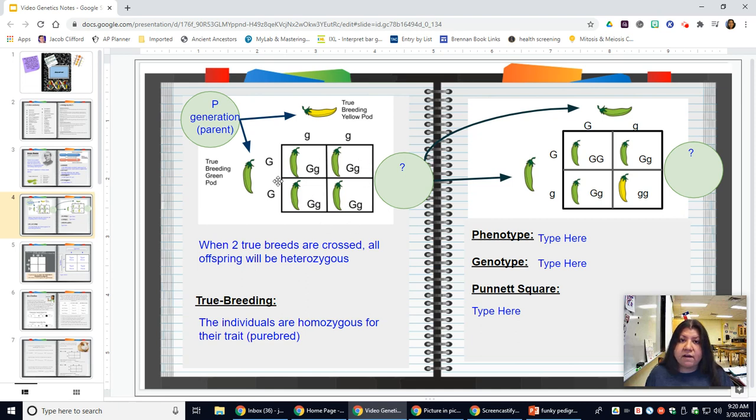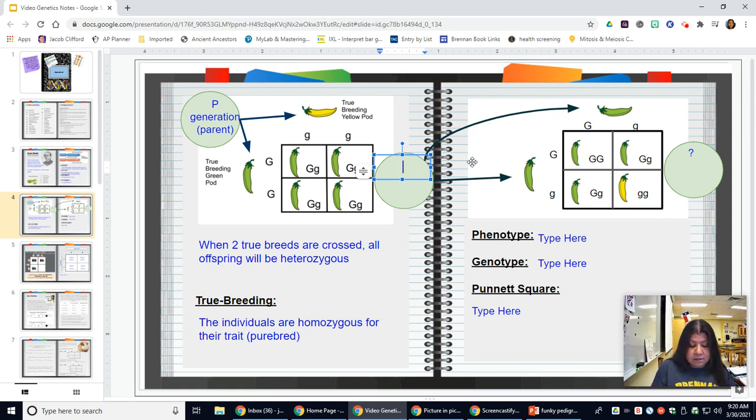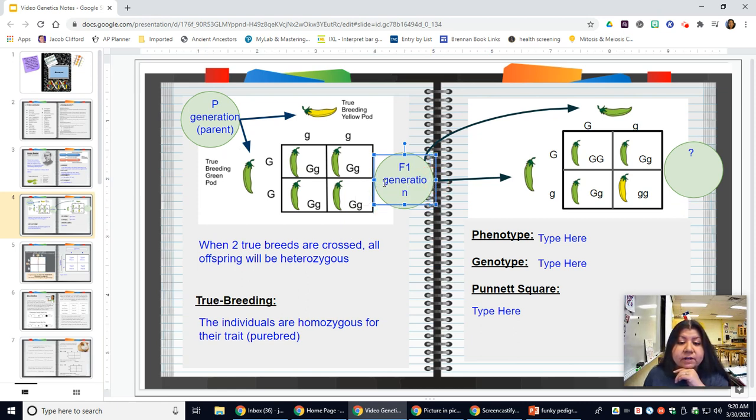All of these individuals in here are the offspring of that parent generation, so we call that the F1 generation. The F1 generation are the offspring of the P generation, and I can see this F1 generation, they're all heterozygous.